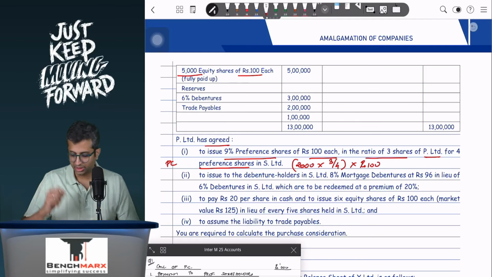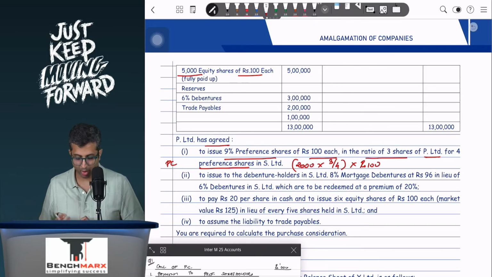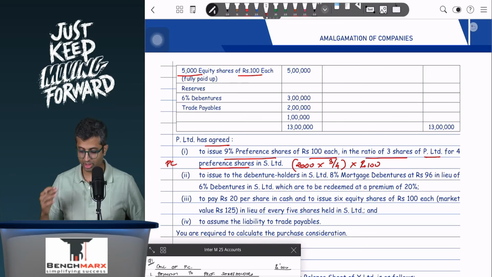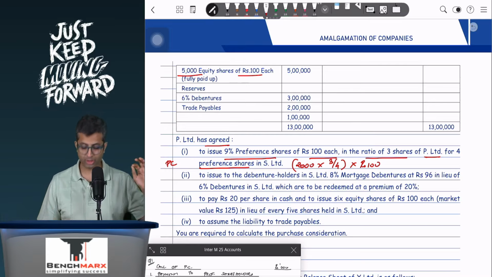I'm sorry, there was some interruption. So we were saying point number 1, we are going to issue 9% preference shares of rupees 100 each in the ratio of 3 shares for every 4 preference shares in S. So for 2,000 preference shares of S into 3 by 4, that is 1,500 into 100, and hence that will come to 1,50,000. That is very much a part of PC.